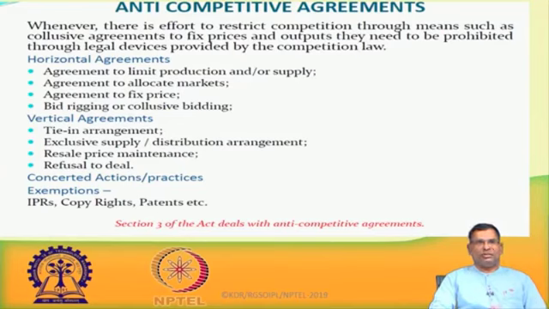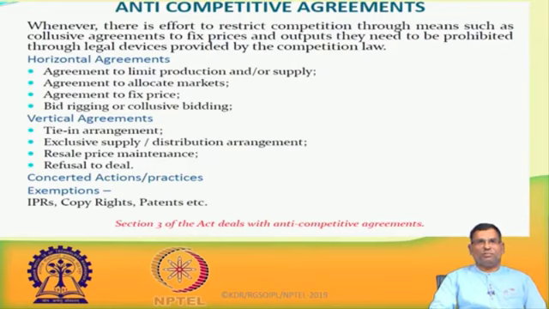And today our focus in this class is on anti-competitive agreements, which are classified into two important categories. One is horizontal agreements and the second one is vertical agreements. As I mentioned in the last class, horizontal agreements are between companies operating in the same area, on the same plane, and vertical agreements are at different levels of their business.